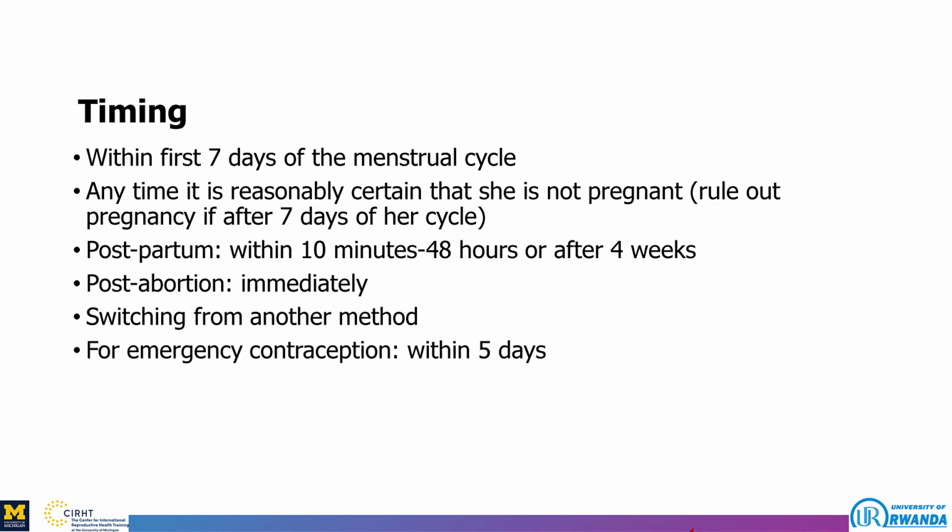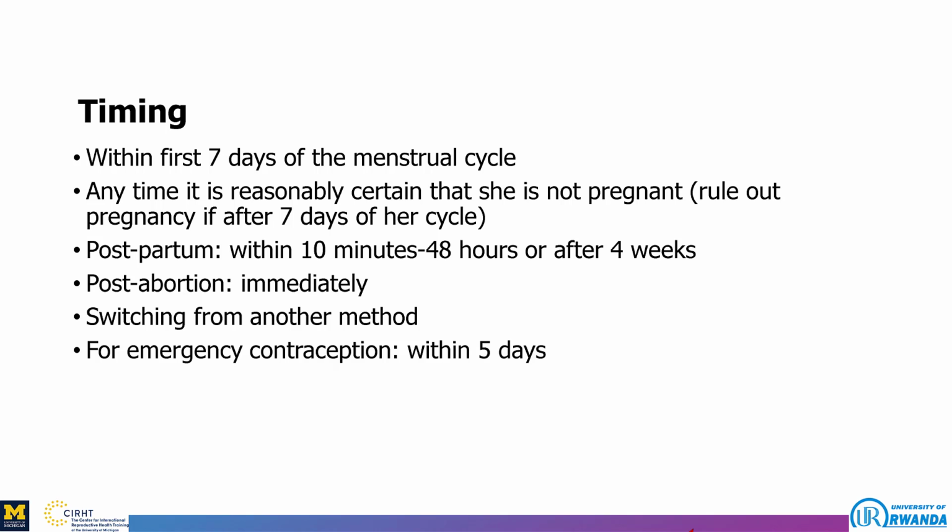For the timing, the intrauterine contraceptive device can be used within the first 7 days of the menstrual cycle, and anytime it is reasonably certain that she is not pregnant. So before using the intrauterine contraceptive device, it will be good to make sure that the woman is not pregnant. So we have to rule out pregnancy through a pregnancy test, that is if it's after 7 days of her menstrual cycle. But if the woman is still within the menstrual cycle, then we don't need to do the test.